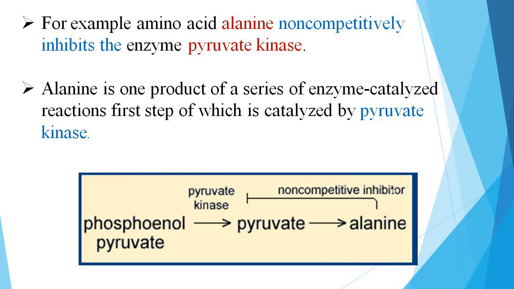For example, the amino acid alanine non-competitively inhibits the enzyme pyruvate kinase. Alanine is one product of a series of enzyme catalyzed reactions, the first step of which is catalyzed by the pyruvate kinase. Or we can talk about the heavy metals, which can also act as non-competitive inhibitors, like mercury or lead, etc. They can non-competitively bind with the enzyme.